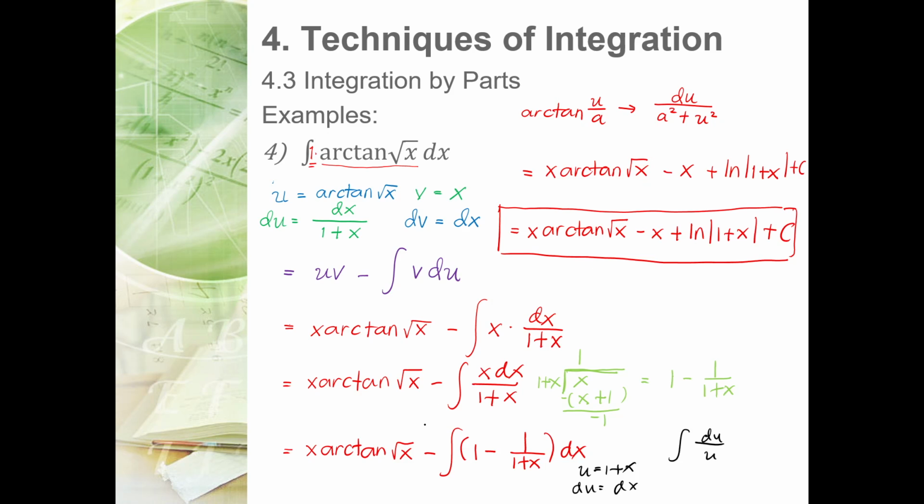So the ln is not negative because there is a negative sign here, then negative x. Negative times negative becomes a positive ln of 1 plus x.